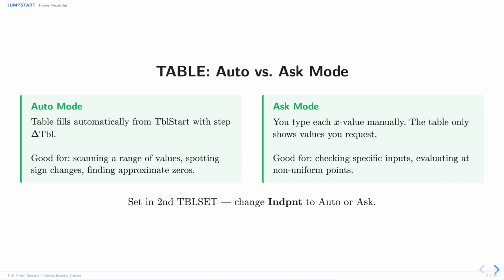The table feature has two modes, auto and ask. In auto mode, the table fills automatically from the starting value with the specified step size. This is great for scanning a range of values and spotting sign changes. In ask mode, you manually type each x value, and the table only shows the values you request. You can set this in TBL set by changing the independent setting to auto or ask.